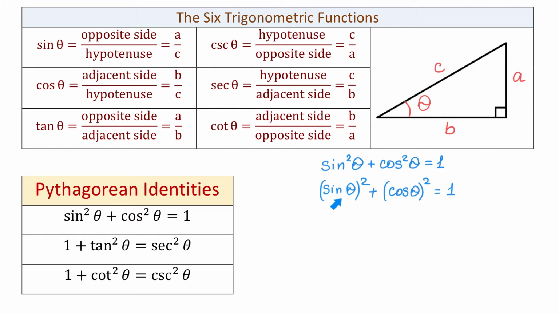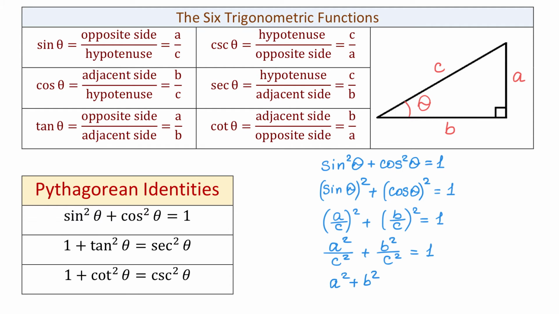Now let's replace sine of theta with A over C and cosine of theta with B over C. Then we will have A over C squared plus B over C squared. All this equals 1. Then we will have A squared over C squared plus B squared over C squared equals 1. And if we add these two fractions, we will have A squared plus B squared over C squared equals 1.